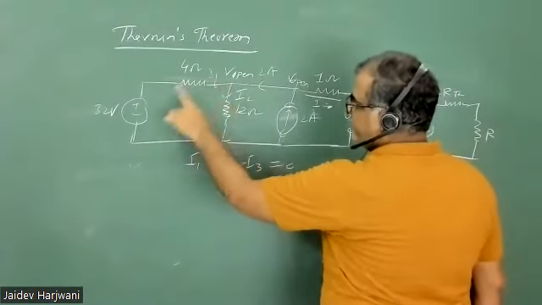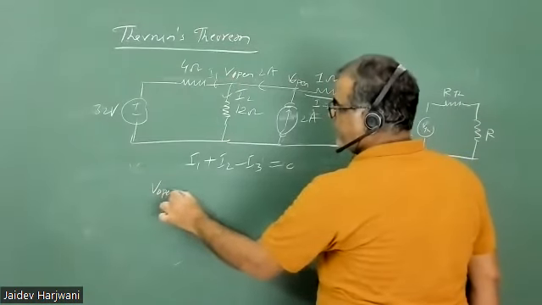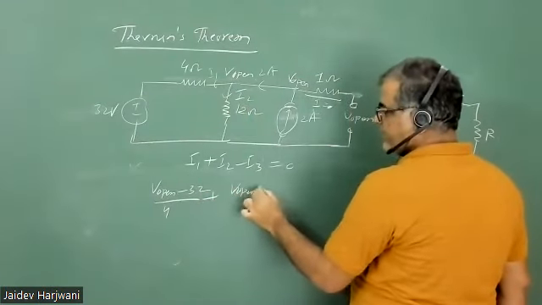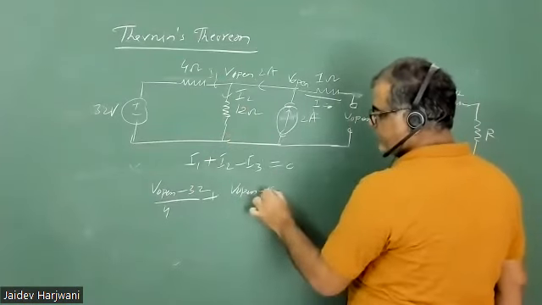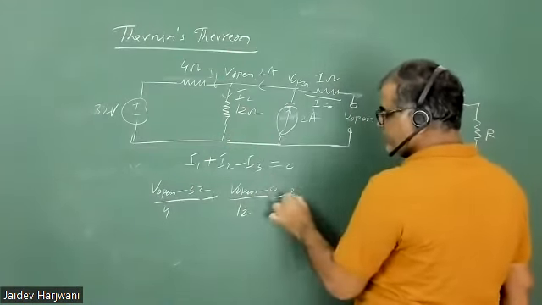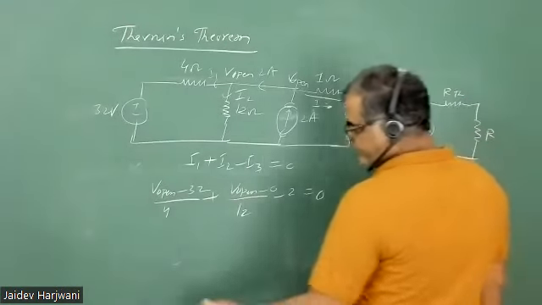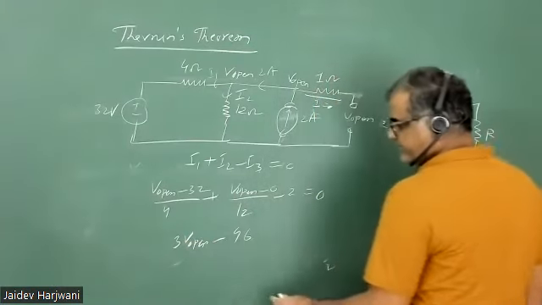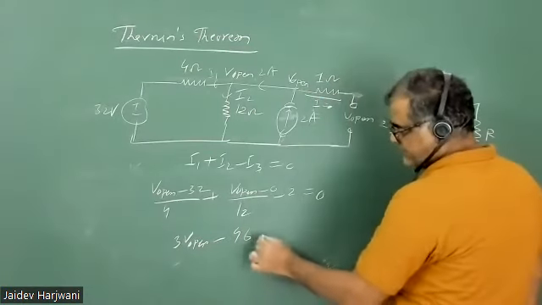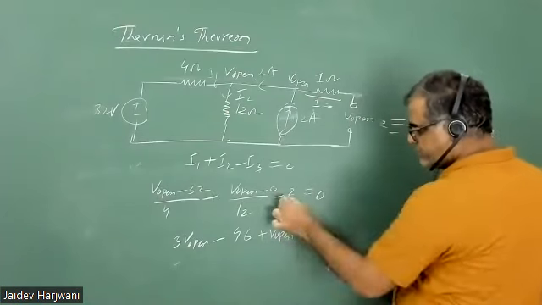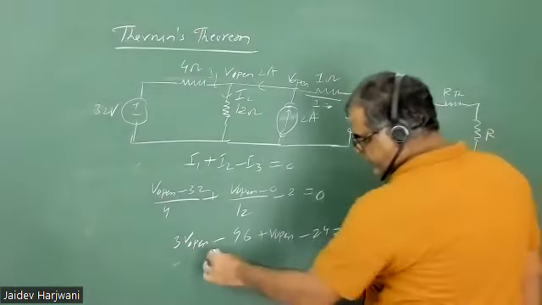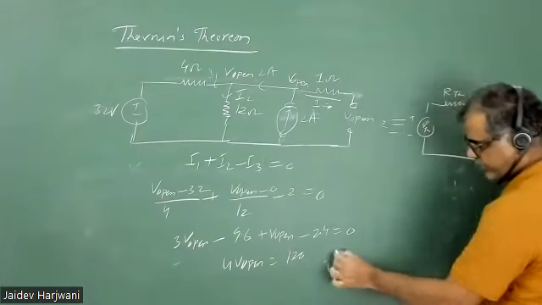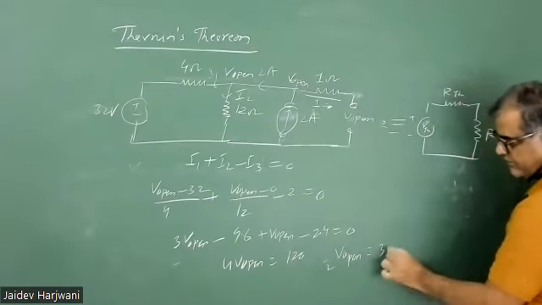So I1, if I want to write, I1 will be (V open minus 32) divided by 4, plus I2, (V open minus 0) by 12, and I3's value is 2, equals 0. Solve this one. So V open will be 3 V open minus 96. Okay, I'm taking 12 LCM, and this will be V open minus 24 equals 0. Okay, so you have 4 V open, and then you have 120. Okay, so your V open again comes out 30 volt.